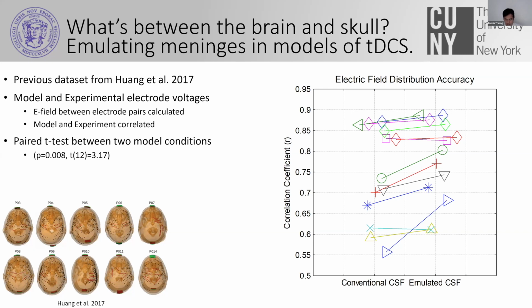We took these electric field values, really voltage values, and compared them to modeling results. We compared the modeling results using conventional CSF values as well as emulated, and then calculated the p-values between them. We actually found a significant increase in correlation going from conventional to emulated CSF.